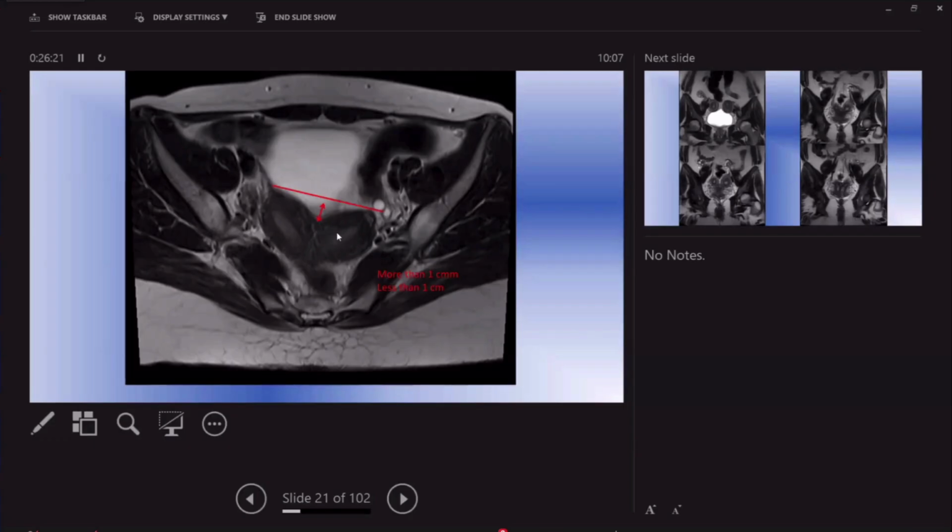Your next step is to check the communication between the two endometrial cavities. As you can see here, there is communication between the two endometrial cavities. So I am dealing with a bicornuate uterus. What's your next step? Check the cervix, check the vagina, and check the upper abdomen for associated congenital kidney abnormalities.